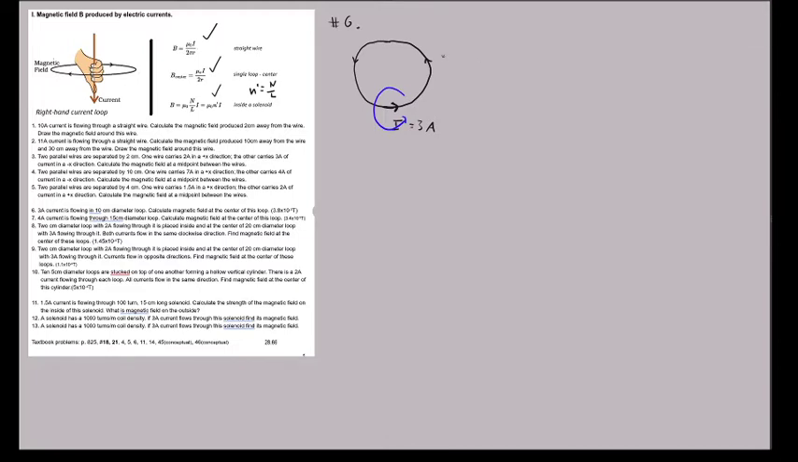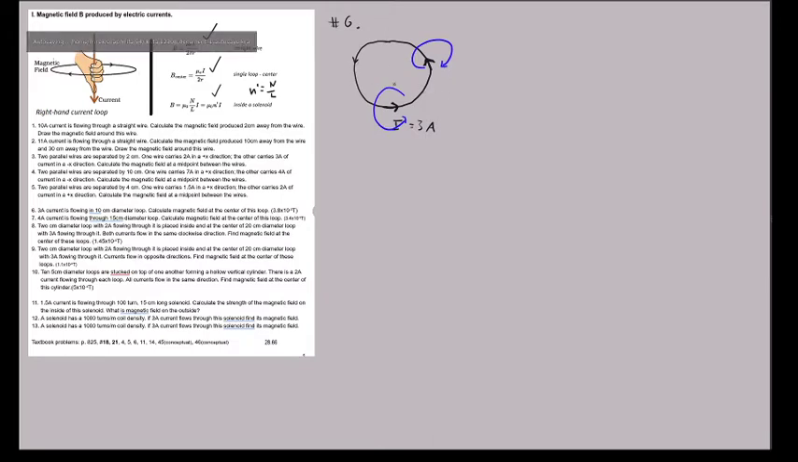Then if you were to go up here, the current points in this direction. So take the thumb of your right hand, make it point in the same direction in which this arrow points, and then curl your fingers, and you would see that the magnetic field comes out of the center, loops around, and then comes back down on the outside of the loop. You could do the same thing here if you wanted to, but I think we'll stop here.